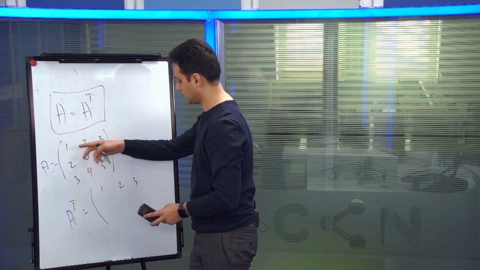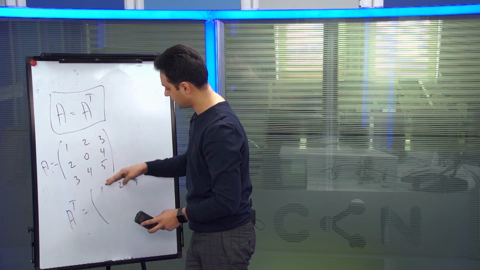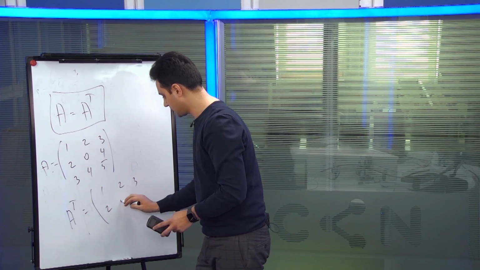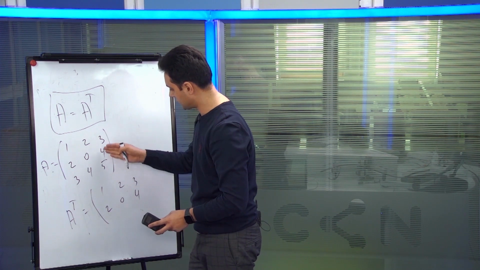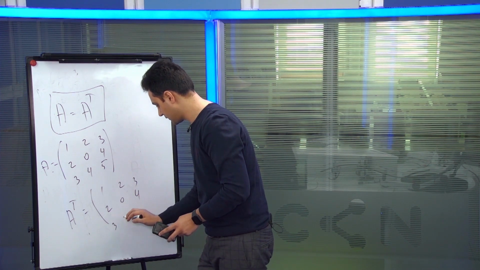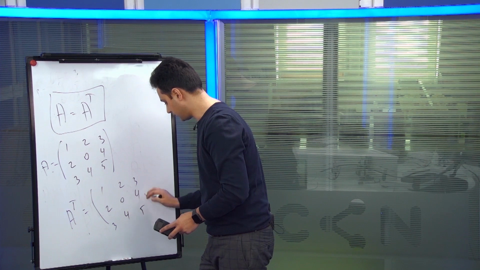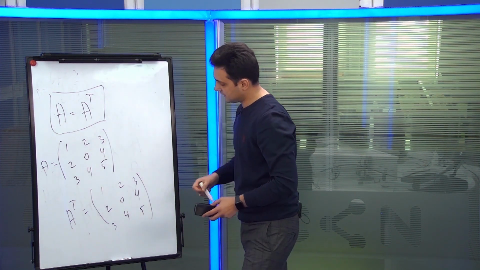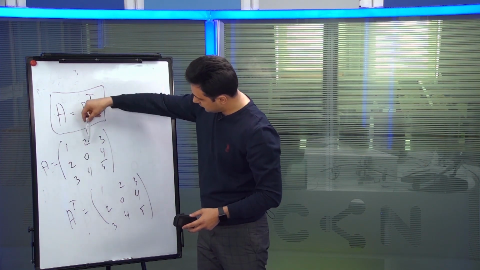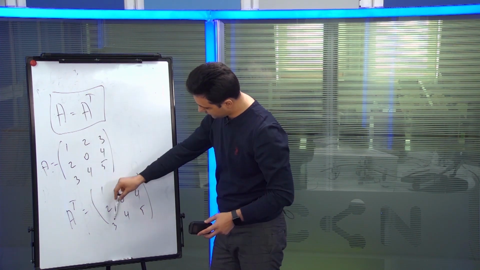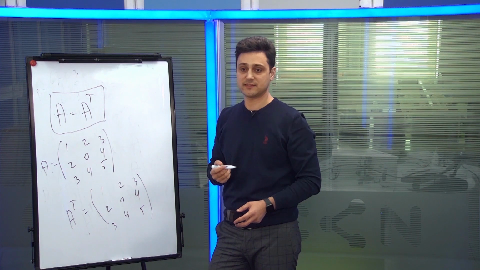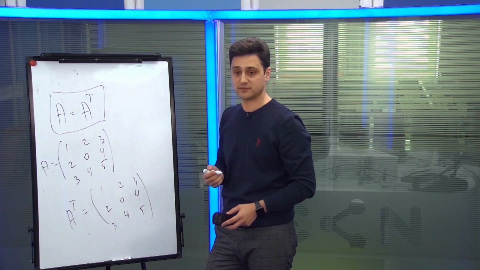First column, first row. Second column, second row will be 2, 0, 4. And 3, 4, 5 will be 3, 4, 5. So you see that all elements are equal: 1 and 1, 2 and 2, 3 and 3, 4 and 4, 3, 5 and 3, 5. All elements are equal. It means that these matrices are equal and also symmetric.